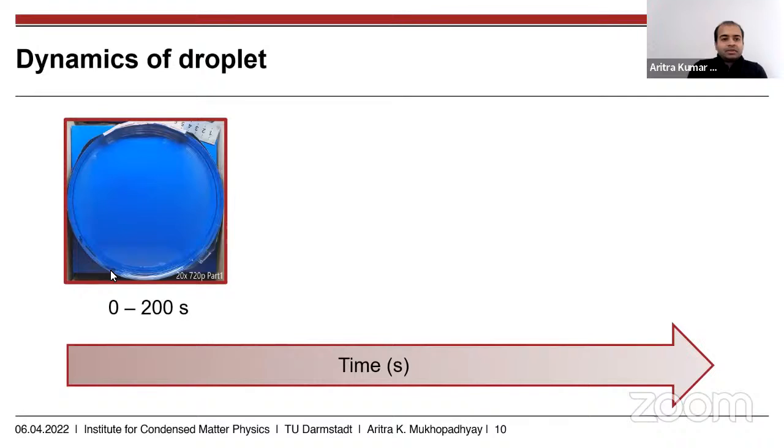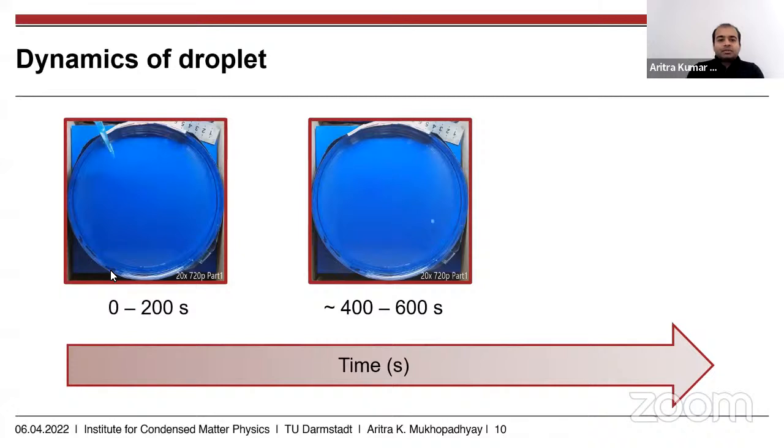Initially, as you can see, when the droplet is placed on the Petri dish, the droplet instantly moves towards the edge of the Petri dish, as you can see here in the video, and it starts revolving in circular orbits around the whole Petri dish. The radius of this orbit is almost similar to that of the Petri dish. This motion continues for about 200 seconds in the experiment, after which the droplet moves away from the Petri dish.